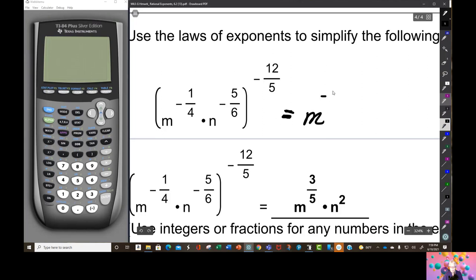M to the negative 1/4 times negative 12/5, times n to the negative 5/6 times negative 12/5. My goodness, we've got a lot of cancellation here. The fives can't, well, here, let's start here. 4 goes into 12 3 times. So on top, I have negative 1 times negative 3 over 5.